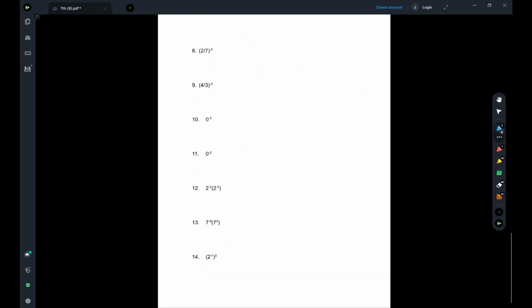Okay, so let's start off with number 8. Number 8 is 2 to the 7th negative 2 to the negative 2nd power. Now, as I said before, it would be the same thing as the reciprocal of this base here squared. So in this case, what's the reciprocal of 2 to the 7th? Essentially, all you're doing is just flipping these two numbers. So then you get 7 over 2 squared.